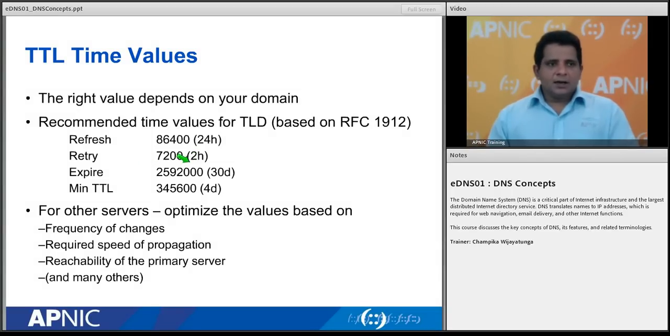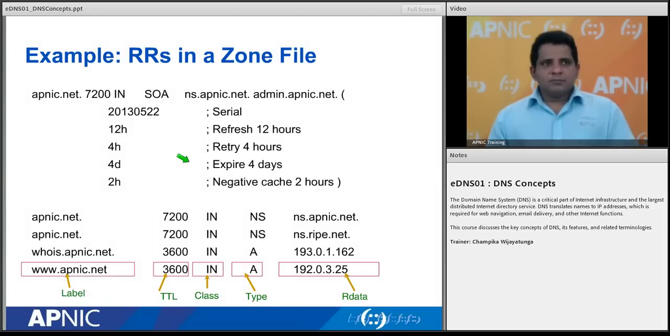Okay, so these are the timing parameters for the secondaries. These are again some examples of what we have already discussed in the previous slides, the TTL timings and so on. So you can either define these in seconds. So in this example, let's say 7,200 seconds, that is equivalent to 2 hours, or you can define it like 2H. Usually the name server software understands this. Okay.